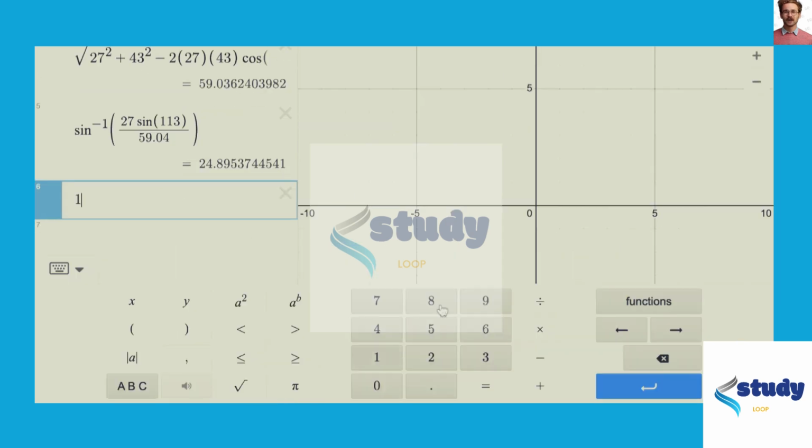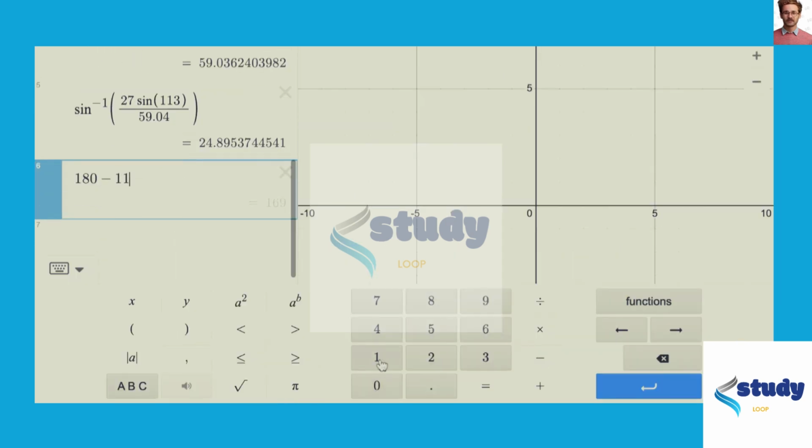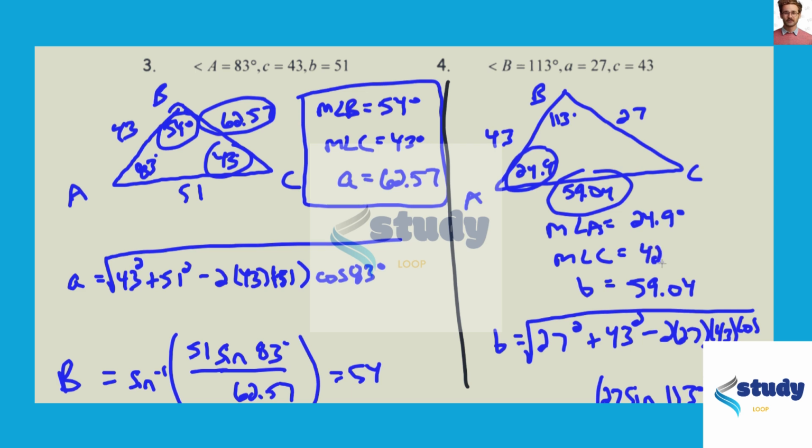And then there's 180 degrees in a triangle. We knew one of them was 113. We just found the other to be 24.9. So that leaves us with 42.1 degrees, or just 42, for angle C. And the triangles are solved.